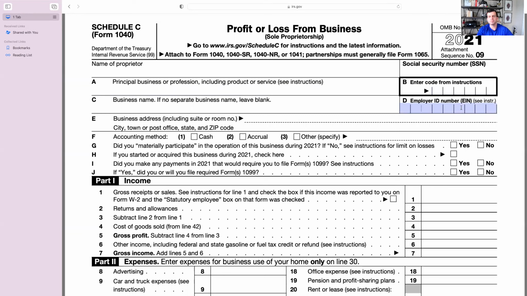The employer ID number, if you have it; you don't have to have an FEIN. If you do need an FEIN, I think I put a video on how to get one. It takes literally about 5 minutes to do it. So if you have it, put it here.